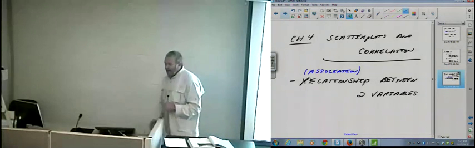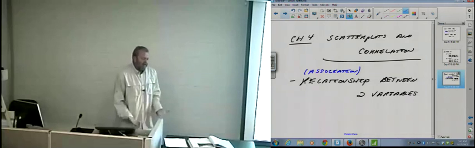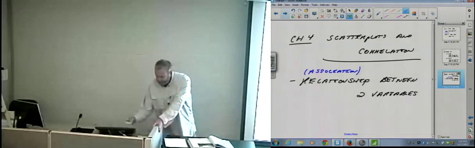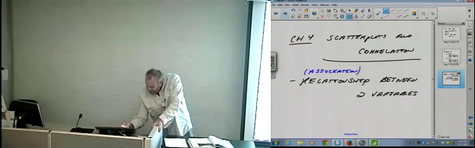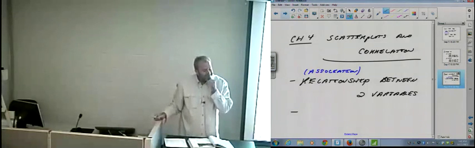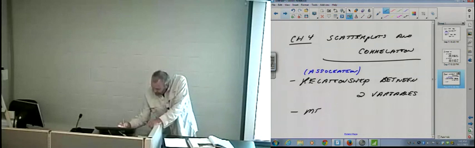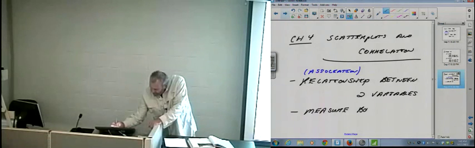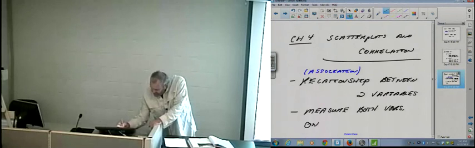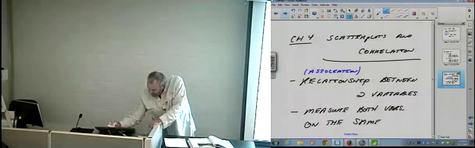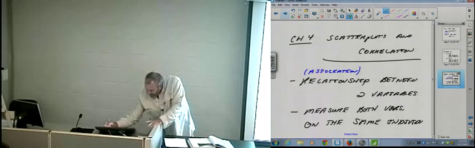Okay? Now, I've got to make one statement here, and it seems like an obvious statement. If we're going to deal with two variables, obviously, you measure both variables on the same individuals. Maybe it's not obvious.